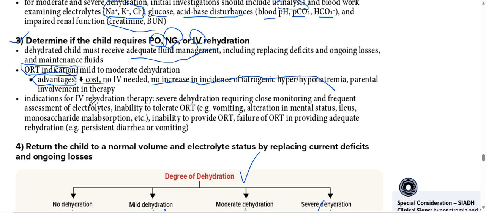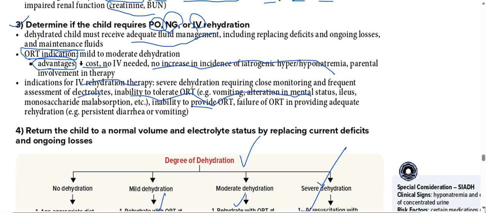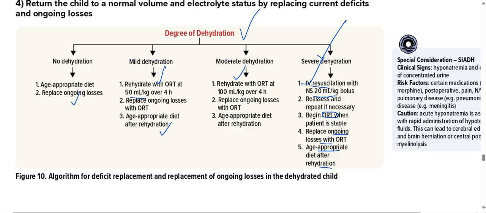Then the indications for IV rehydration therapy: as we already saw, severe dehydration is one in which we give IV rehydration therapy, with frequent assessment and checking of electrolytes. If the child is vomiting excessively, suffering from diarrhea, has a change in mental status, or cannot tolerate oral fluid, then we have to give IV rehydration. When we are not able to provide oral rehydration, persistent vomiting or diarrhea can be an indication for IV rehydration. This table we already discussed.